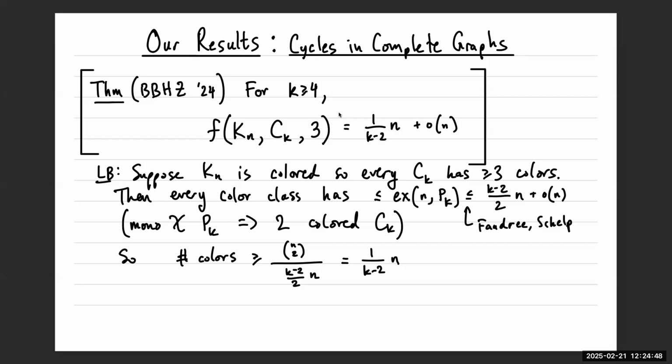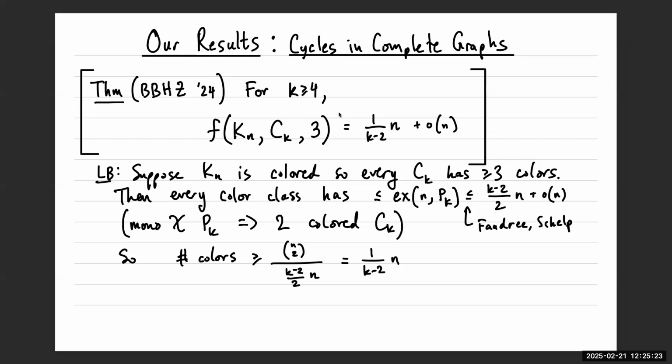All right. So how would one go about proving this? A lower bound means I have to show that if you have a coloring where every CK gets at least 3 colors, then you need at least some number of colors to be able to do that, right? If you have too few colors, then you're going to see a bunch of repeats on some copy of C4 or CK, right? That's what we're trying to avoid. So if you have enough colors, there's hope you can do this.